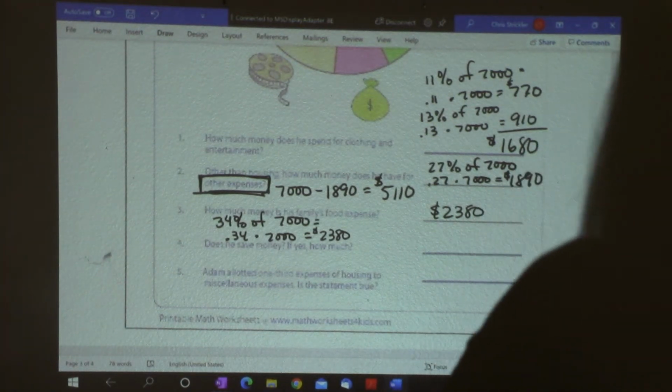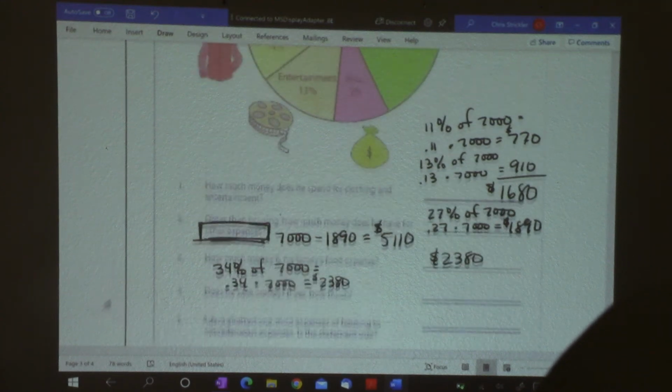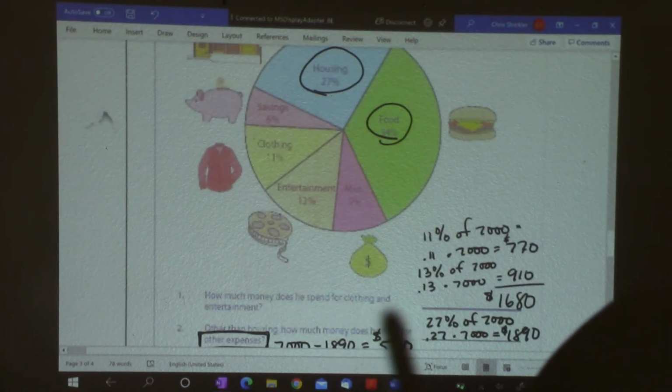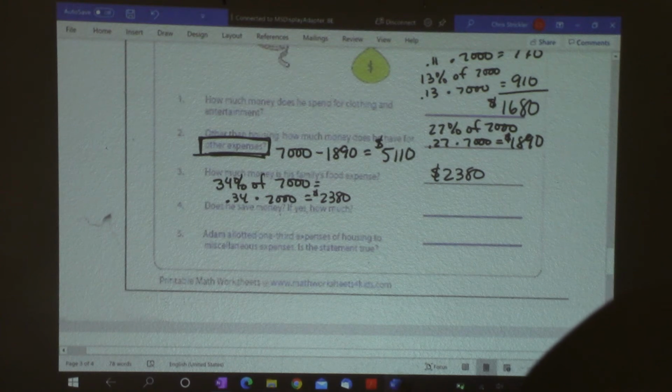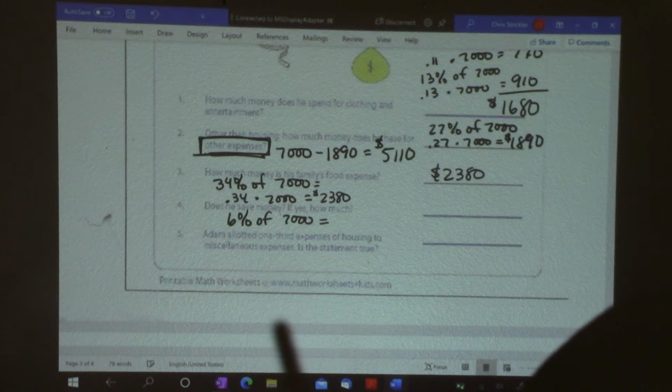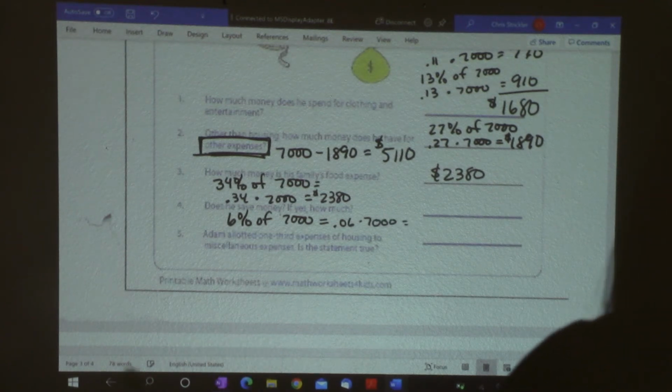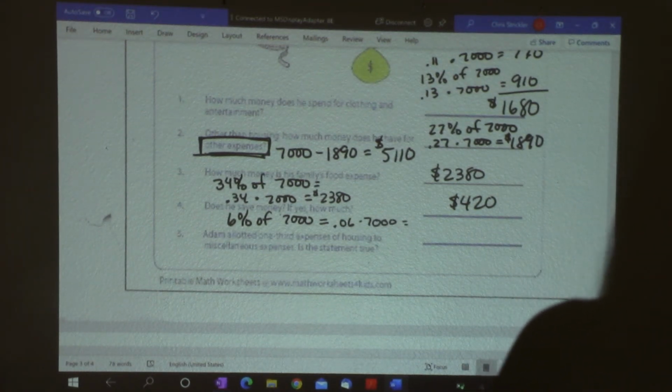All right, so let's go over these. Did he save any money? Well, let's see. Savings is 6%. So 6% of $7,000 is, don't forget to move the decimal over too. That works out to be $420. Okay. He allotted 1/3 of expenses of housing to miscellaneous expenses.